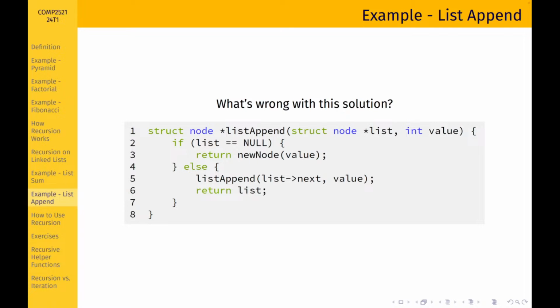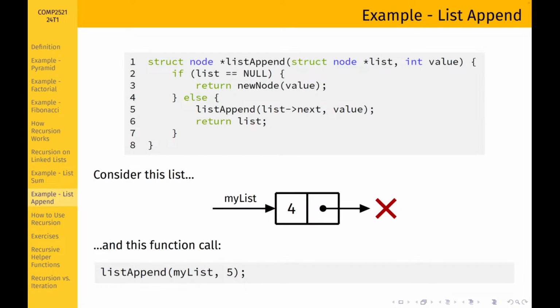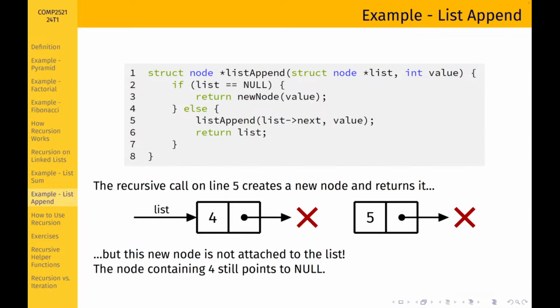So here is an example of why this doesn't work. Consider this list. It's called myList, and I'm calling the function to append 5 to the list. Now, let's run through the function and think about what's going to happen. The list isn't empty, so here's my original list. The list is not empty, so we're going to call list append on list next. Now, what is list next? List next is null.